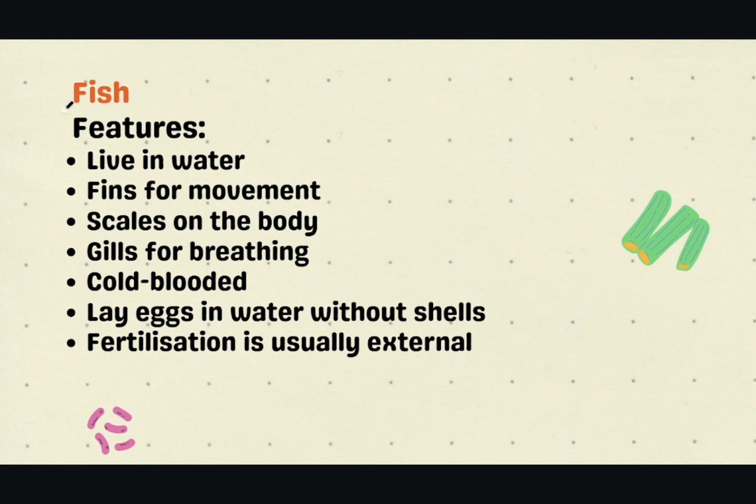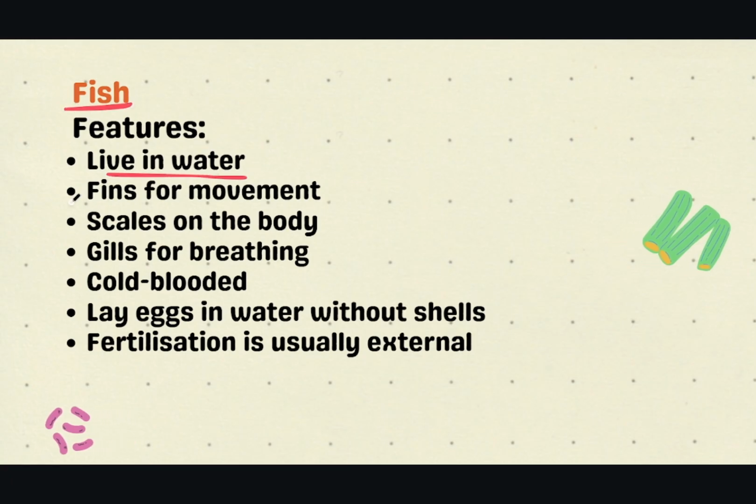Now moving ahead towards fish. Again, they live in water. They have fins for movement, they're also cold-blooded, and they have gills for breathing. And again, we have scales on the body, and they also lay eggs in water without shells. So this is the feature that both amphibians and fish share, that they lay eggs in water without any shells, and their fertilization is usually external.